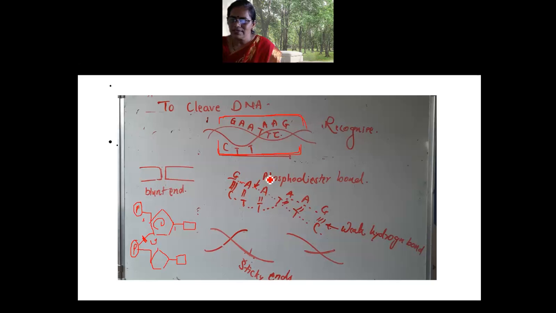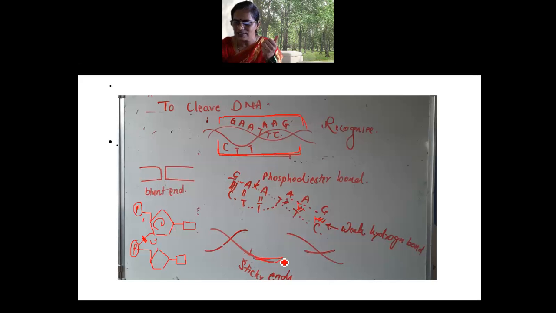So firstly, the endonuclease enzyme cuts the phosphodiester bond, which is called the backbone of the DNA. Then it cuts the weak hydrogen bonds with the help of the recognition restriction endonuclease enzyme. And by breaking the weak hydrogen bonds as well as the phosphodiester bond, the two strands get separated and the sticky strands are produced.